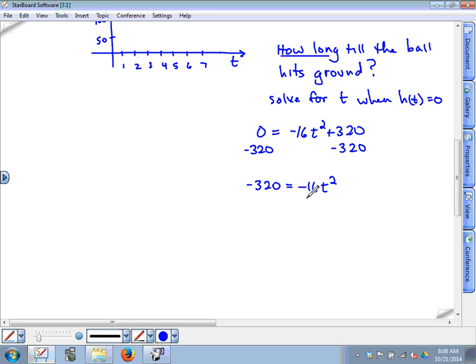Then divide by negative 16. So t squared equals 20. Square root, and t equals the square root of 20.